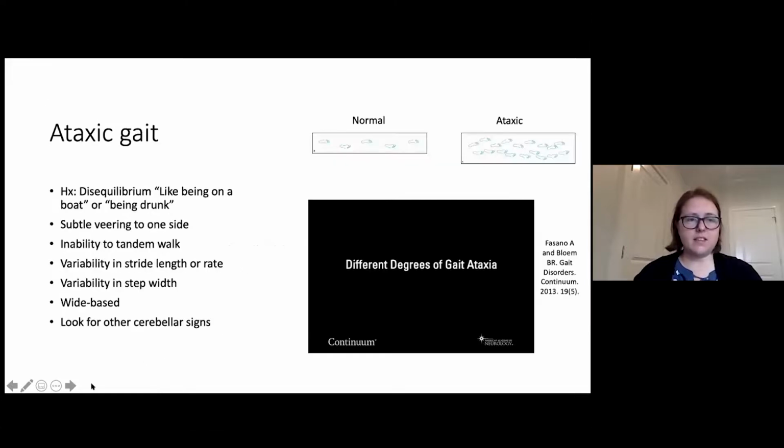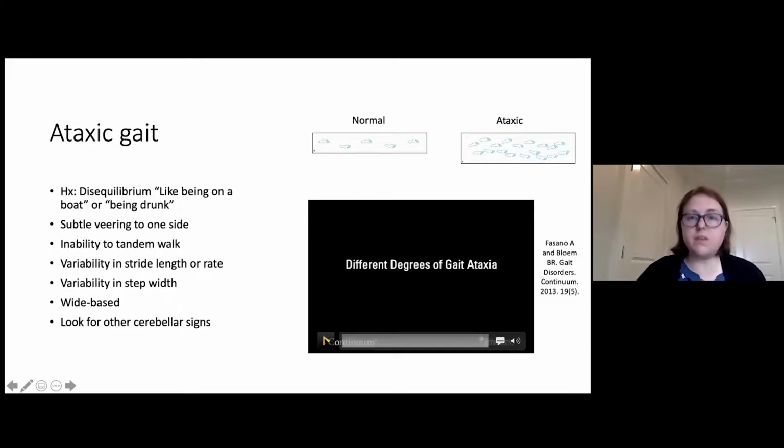So the goal of this case is not that you understand spinocerebellar ataxia 3, one of the numerous genetic etiologies of ataxia, but rather that you understand just what ataxia is so that you can recognize it. So basically, ataxia causes variability in stride length or rate and variability in step width. That's shown here at the top. Early ataxia is usually noticed as an inability to tandem walk. As it becomes more advanced, patients have a notably wide gait. Patients will often describe it like, oh, I look like I'm drunk, or I feel like I'm on a boat, and they can sometimes veer to one side.